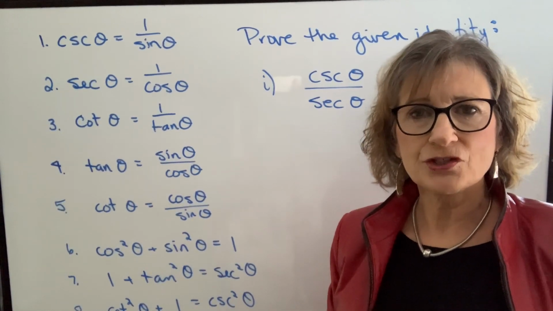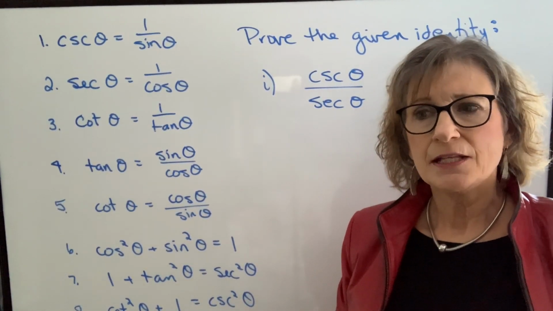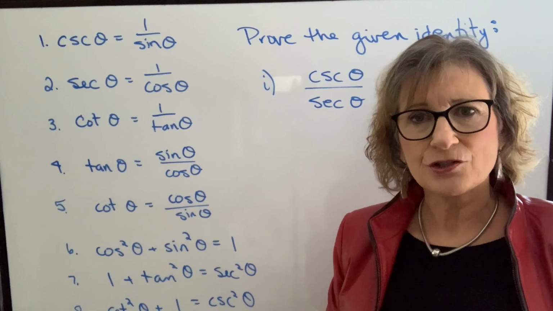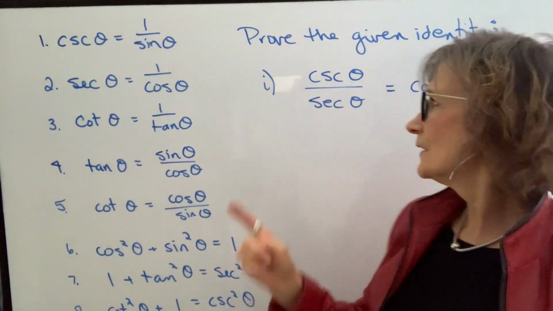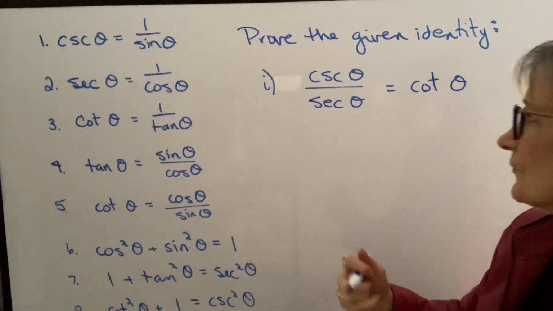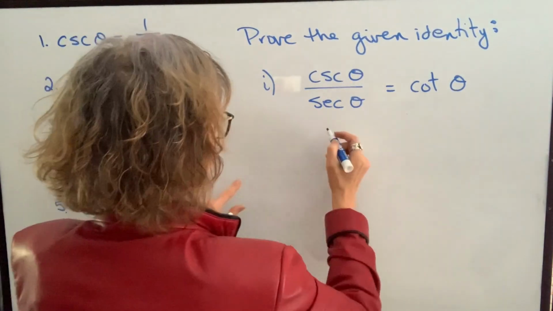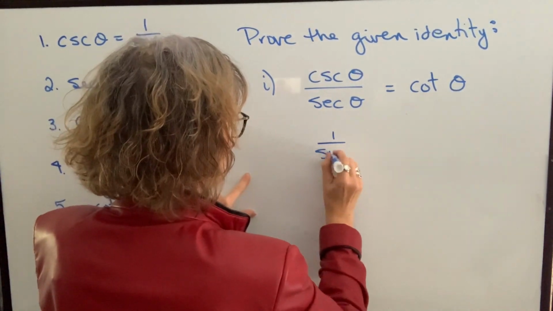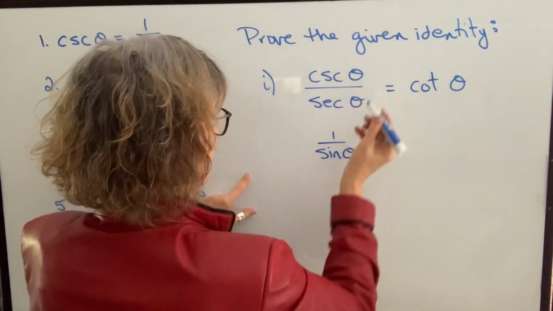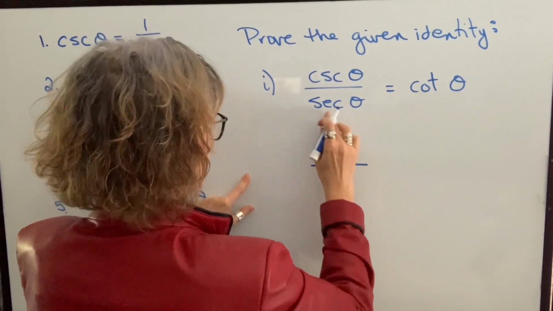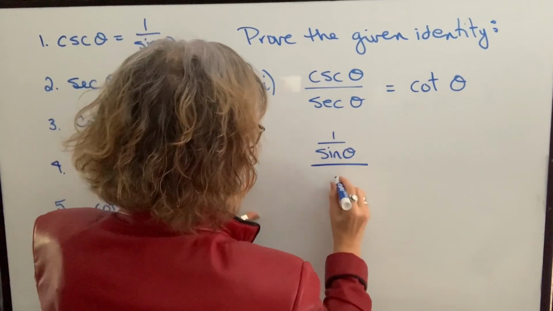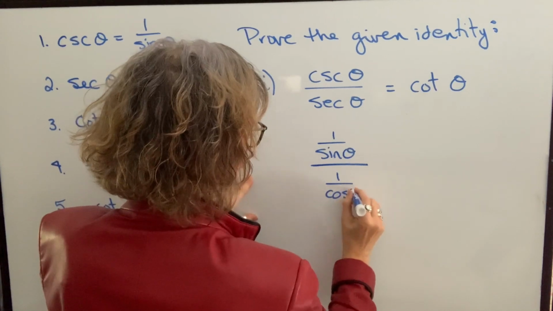One of the strategies that I mentioned in the last video that's often helpful is to write everything in terms of sine and cosine. So that's what I'm going to do. I'm going to replace cosecant with 1 over sine. So cosecant theta is 1 over sine theta. Secant theta is 1 over cosine theta.